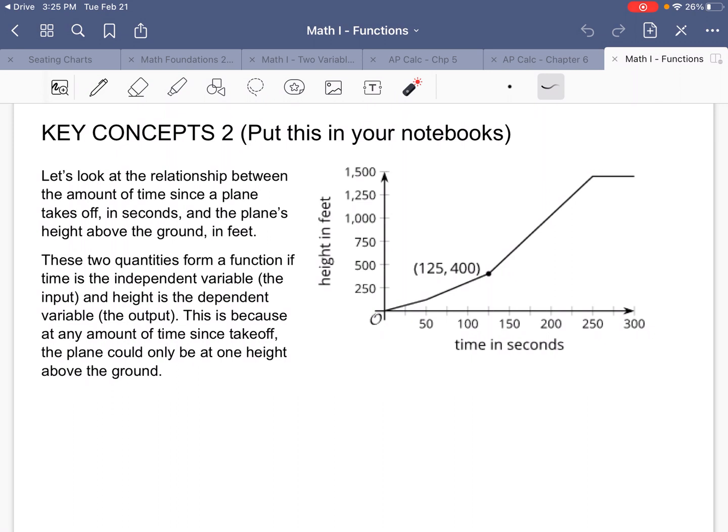Now, if we were to try to flip that around and say that time is a function of height, we run into a problem up here at 1500. We can see that this plane is at the same height for multiple times. So the height input would have multiple time outputs, which means it's just not a function. A function, again, is each input can only be paired with one possible output. This plane can only be at one particular altitude at any given time.